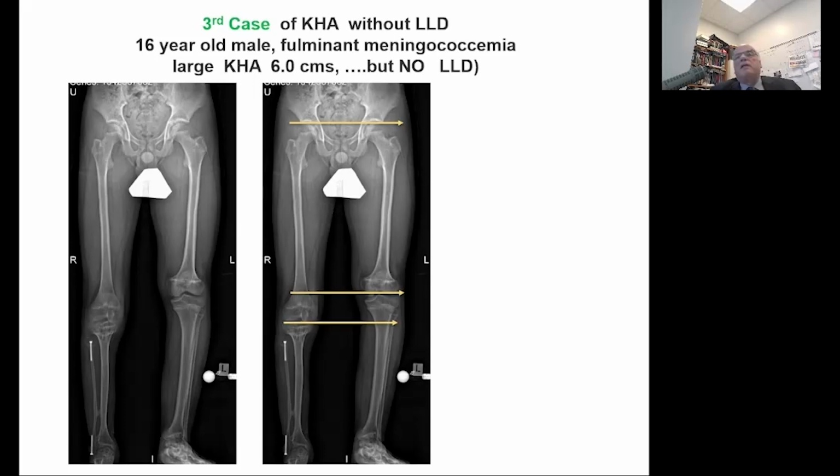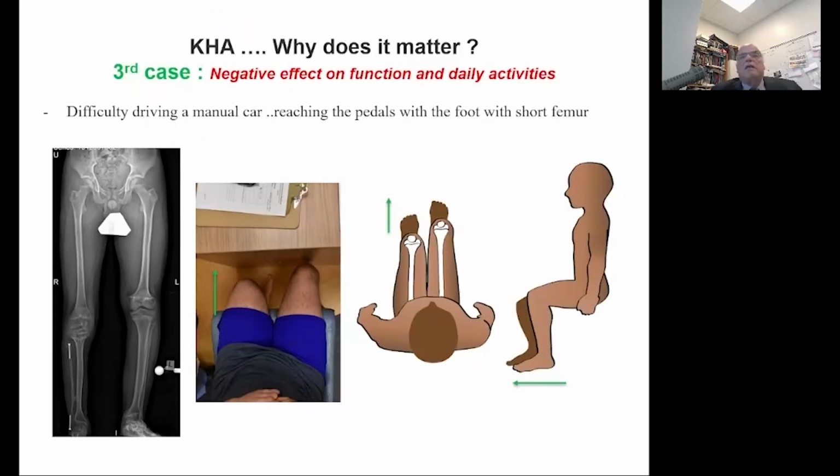That is a very interesting case, and I will finish on this one. I mentioned it at the beginning. A 16-year-old with fulminant meningococcemia who was discharged with LLD and later presented because of functional disability. It's a very interesting thing because he mentioned that he had problems driving. And when you examine closely, that's a view taken while he was sitting. One leg was shorter, the femur was shorter, and the other one was longer. So to use the pedals, he had problems, and he had to rotate his pelvis in order to be able to push his foot forwards. And that really caused problems driving.